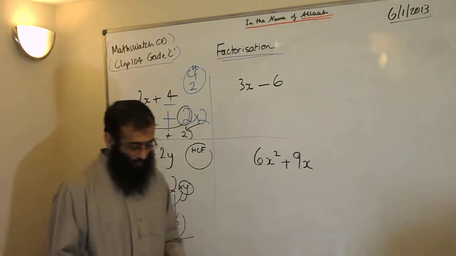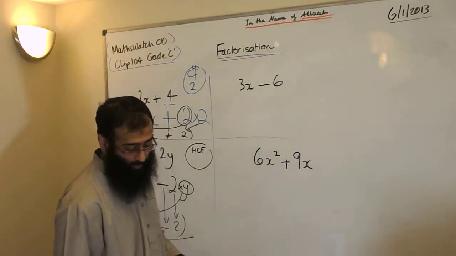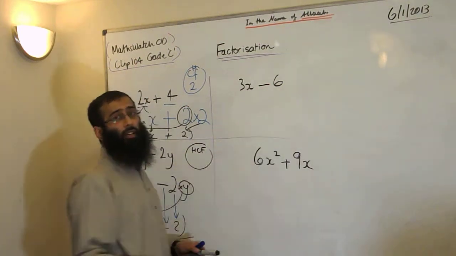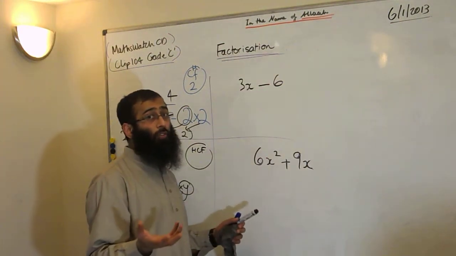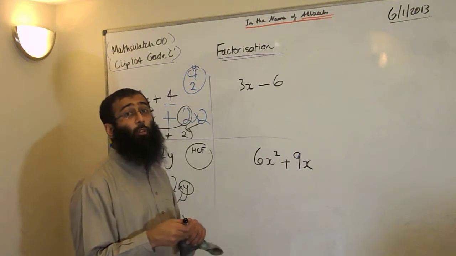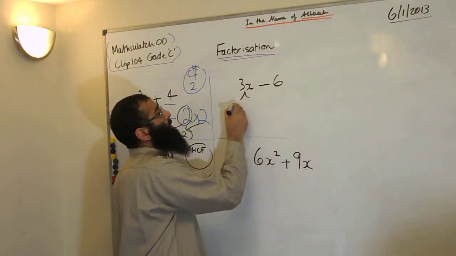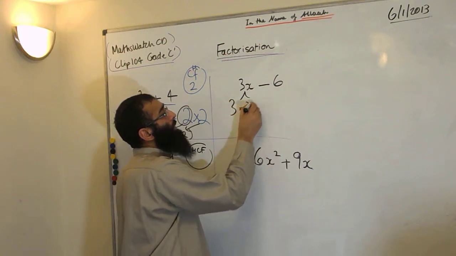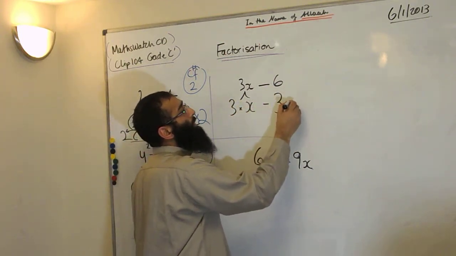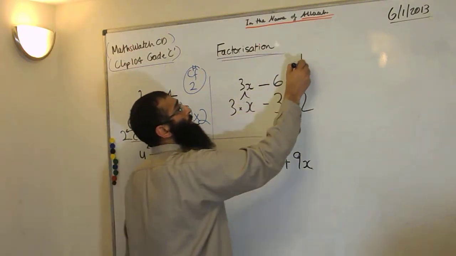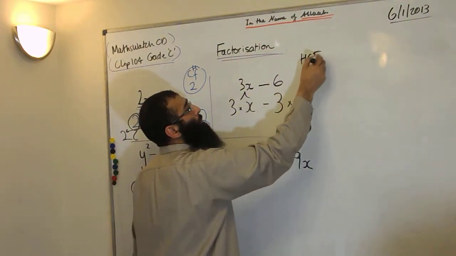Okay, let's have a look at this question over here. We have 3x minus 6. Now, we're looking at the 3, we're looking at the 6. We see that they both have 3 as a common factor. So we can split this up into 3 times by x minus 3 times by 2. So the highest common factor that we're trying to pull out is a 3.